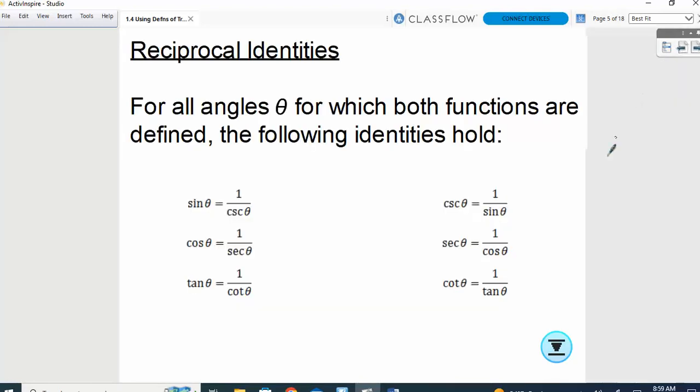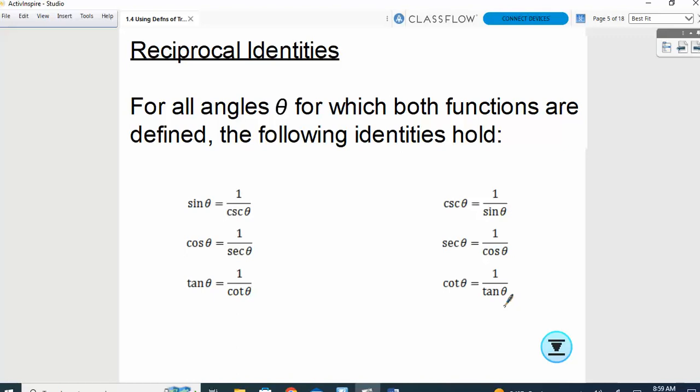So it's up to you if you want to write these down or not. We've already been using this fact. I already told you this in the last section and we've used it. Sine and cosecant are reciprocal. So if you know one, you just flip it and get the other. Same for cosine and secant, tangent and cotangent. So that's the first property we're using in this section, which is nothing new.